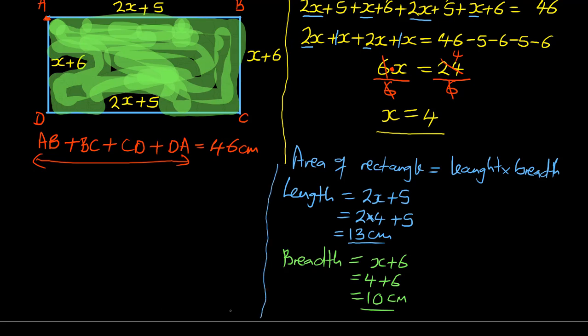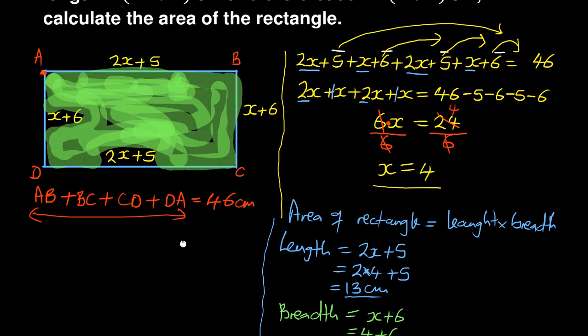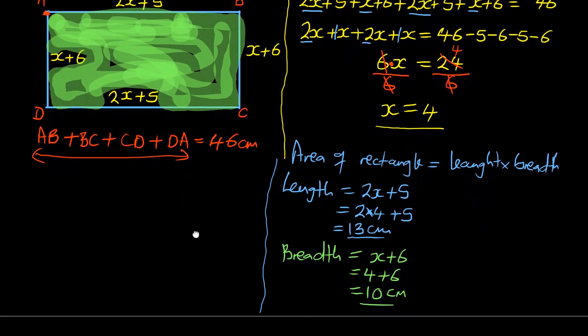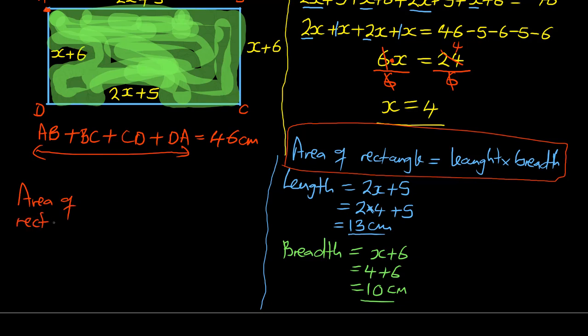So now the question is calculate the area. Remember, go back to the question. It says calculate the area of the rectangle. Now how do we calculate the area of the rectangle? We know our length, we know our breadth, and we know our formula, and this is the formula for calculating the area of a rectangle. So you're going to say area of a rectangle is equal to length times breadth.